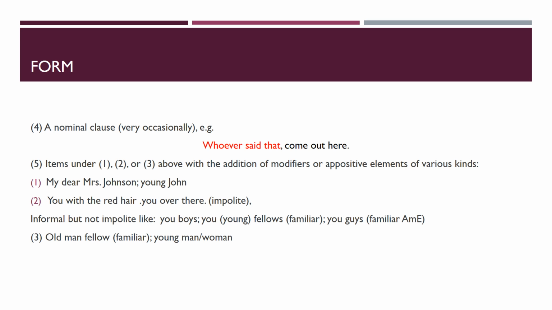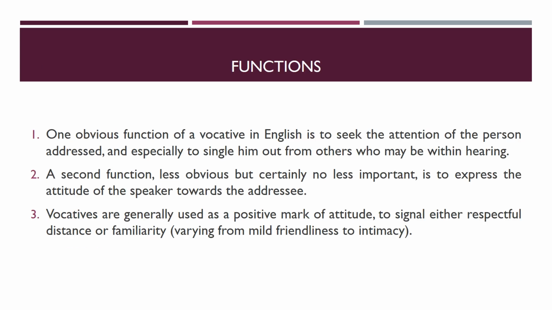So here, in number five, they are telling us that the same nouns and the pronouns that we have said before can also be used with modifiers, with adjectives before them, with possessive pronouns before them. Okay? The last thing we need to know about vocatives in English is that they are added to the sentence to achieve or to accomplish a function. Okay, so what are the functions of the vocatives in English? In fact, it has three functions.